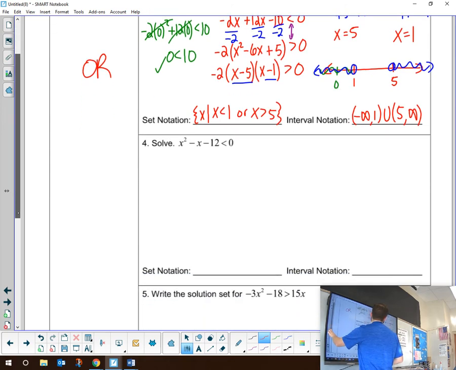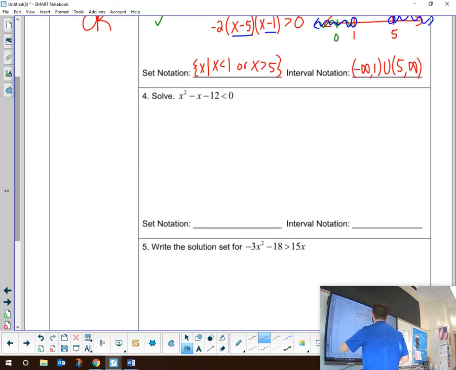Okay, let's take a look here at number 4. Number 4 I'm going to go quick on. All we're going to do is we're going to go x squared minus x minus 12 is less than 0. And I'm just going to write my factors. Look, I have no GCF.